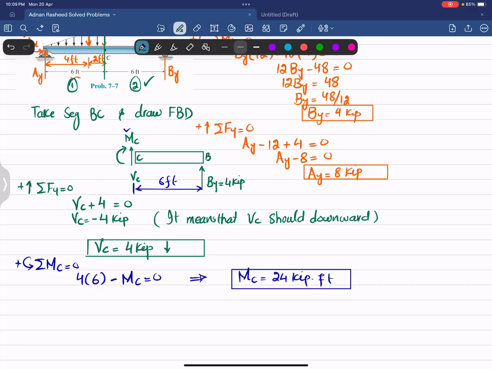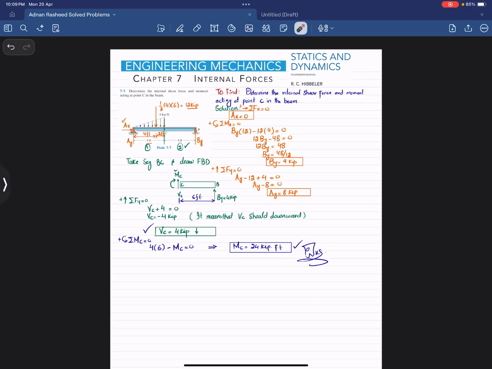So this is how we have found the internal shear force at C and the moment at C, which are the answers to this question. And this was all about this problem 7-7.